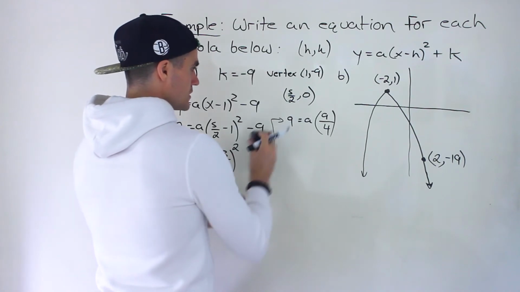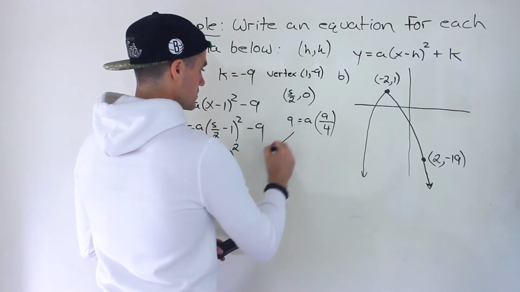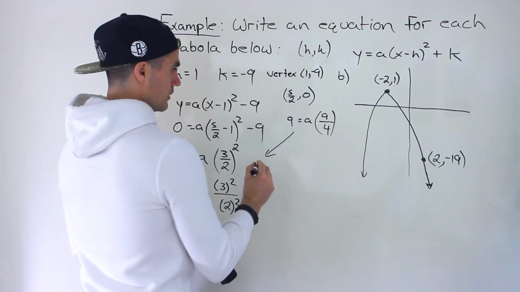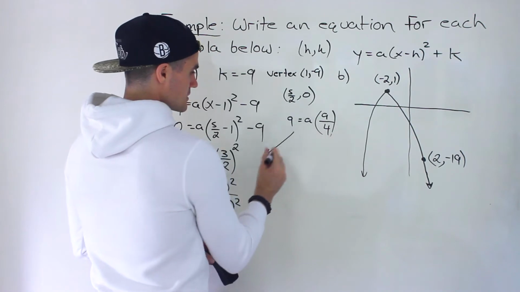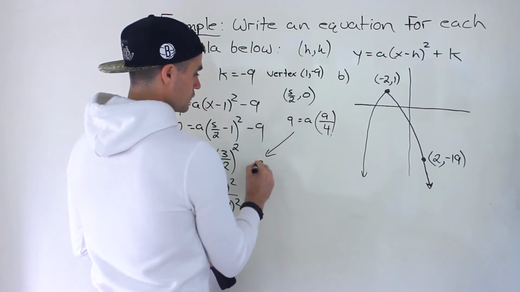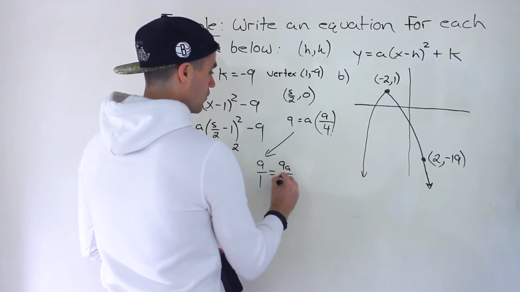So a couple of different ways we can do this. We've done this in previous units, but just to do a little review, personally, if I get something like this, I like to just combine this into one fraction and then change this to a fraction. So I'll have 9/1 equals 9a/4, right?